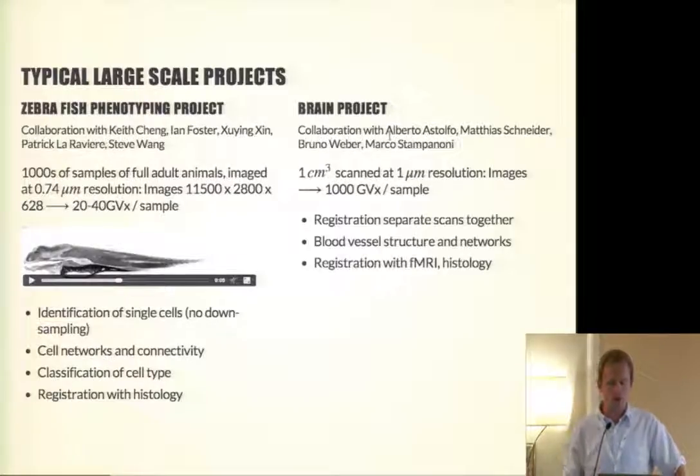A similar scale project that we're working on in Switzerland is the brain project, where we're trying to measure a whole mouse brain. That's basically 1 cubic centimeter scanned at 1 micron resolution, so that's 1,000 gigavoxels of data. With this, we want to be able to register separate scans together so that we can compare brain structures, particularly as things evolve or change, and then quantify things about the vascular network and other imaging modalities.